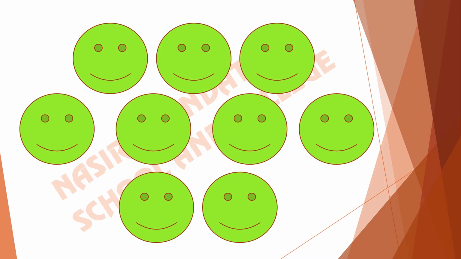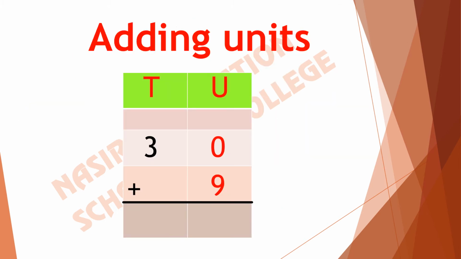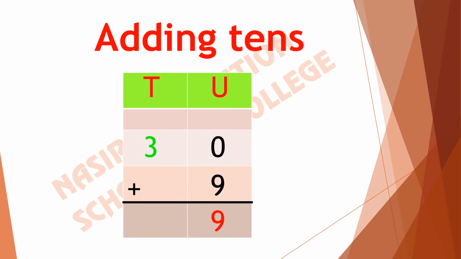In 9, if we add 0, it means we are adding nothing in it. So we are getting 1, 2, 3, 4, 5, 6, 7, 8 and 9. It means if we add 0 and 9, we get 9 because adding 0 means we are getting the same number. And in the tens column we can see that there is only one number, that is 3. We have nothing to add in it. So we will write it as it is. It means if we add 30 and 9, we have the sum 39.